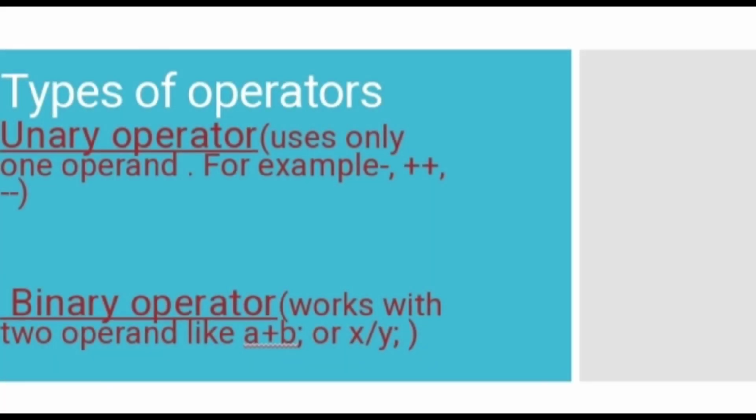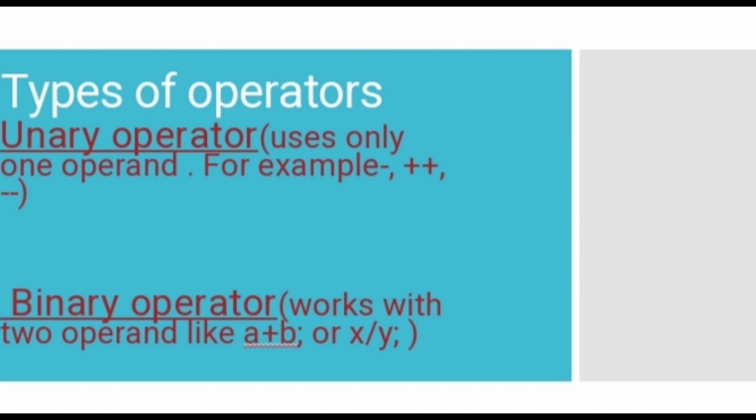Types of operators. Here we have two types of operators, that is unary operator and binary operator. Unary operator, obviously the "U" is used for only one thing. Unary operators means that it uses only one operand. You can see the examples: minus, double plus, and minus minus.